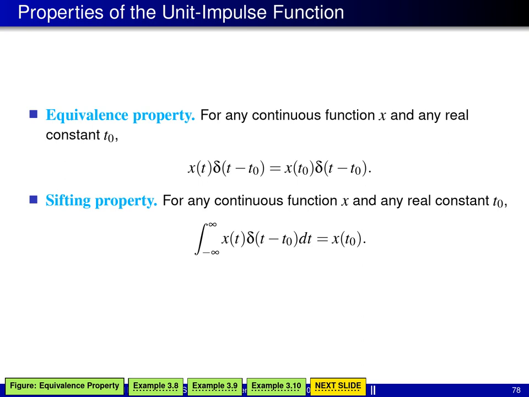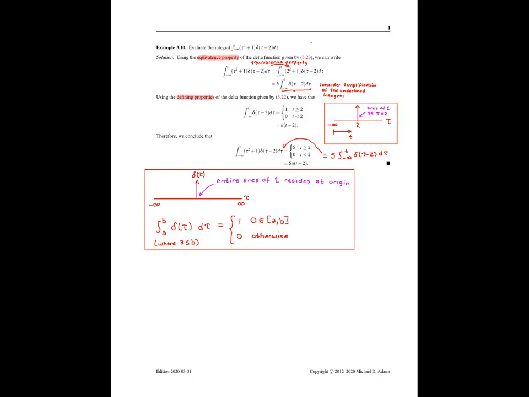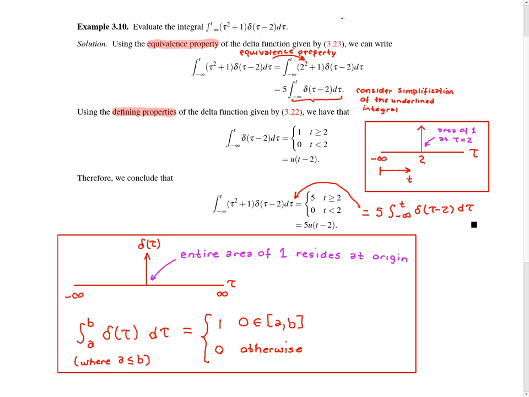Finally, the last example that I'd like to go through is example 3.10. In this example, we're asked to evaluate this particular integral here. In other words, we want to fully simplify the integral. So the first observation we can make is the integrand contains a delta function. So because of this, the properties of the delta function that we discussed earlier might be helpful. We talked about the equivalence property, and we also talked about the sifting property.